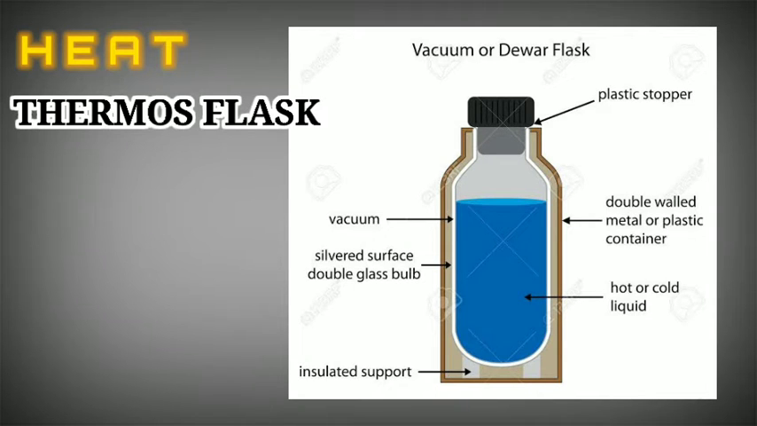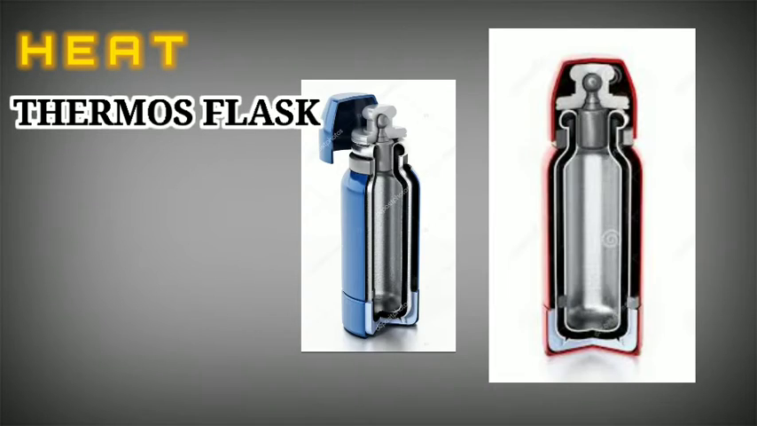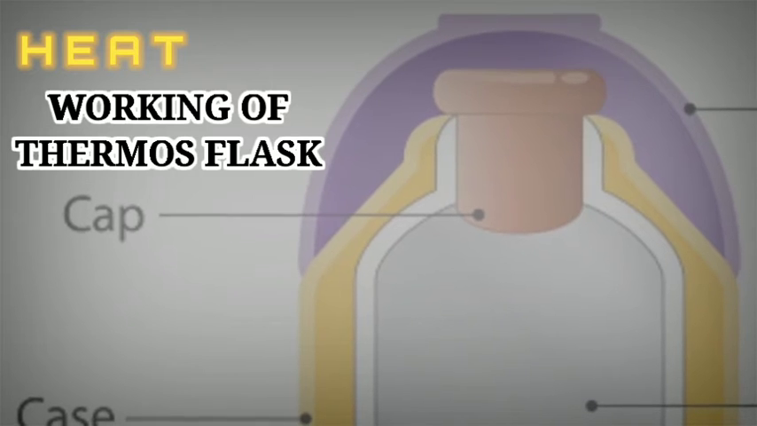Next, thermos flask or vacuum flask. The vacuum flask was invented by Scottish scientist Sir James Dewar in 1892. So it's also called Dewar flask or Dewar bottle. The thermos flask is an insulating storage vessel that keeps the content hotter or cooler than the surrounding for a longer time. The working of thermos flask.